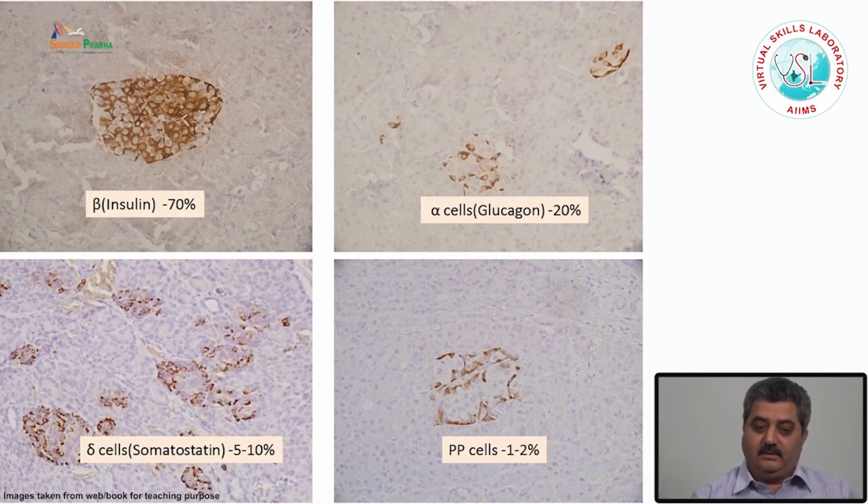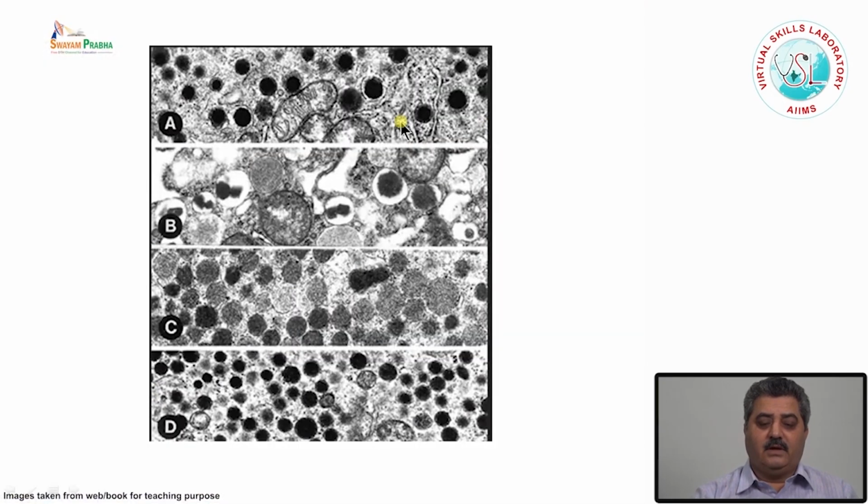The majority of the pancreatic islet cells are insulin producing, which are beta cells, and the others are alpha cells which produce glucagon, delta cells which produce somatostatin, and the PP cells which produce pancreatic polypeptides. These hormone producing cells can also be differentiated based on the character of their neurosecretory granules. The different hormones stored in these neurosecretory granules have different shapes, and based on the shape and size of these granules, one can differentiate between these hormone producing cells.